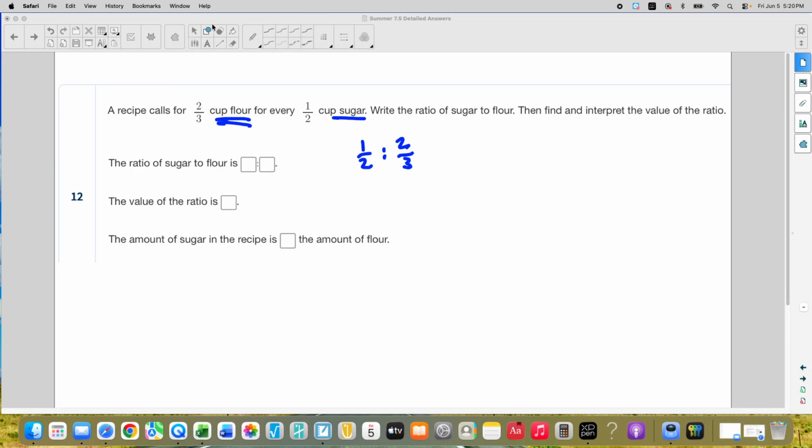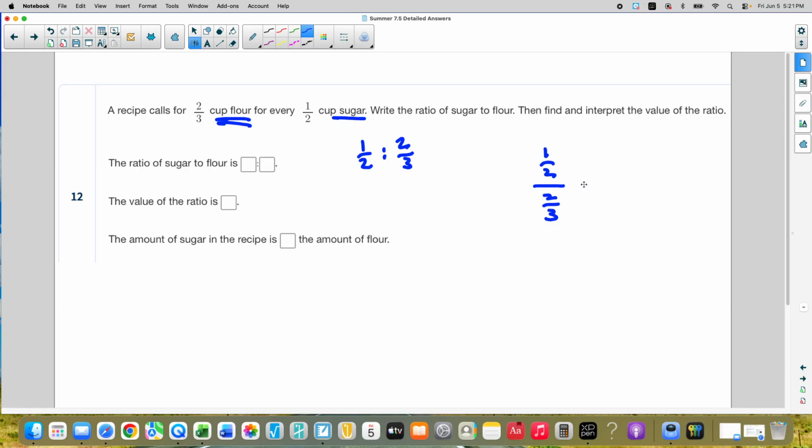So, got it. Okay, so the value of the ratio is 1/2 over 2/3. And then we can turn this division into multiplication, so we can simplify it a little bit, because you can't have a fraction in a fraction. 1/2 times 3/2, so that is 3/4. So I'm going to say the value of the ratio is 3/4.